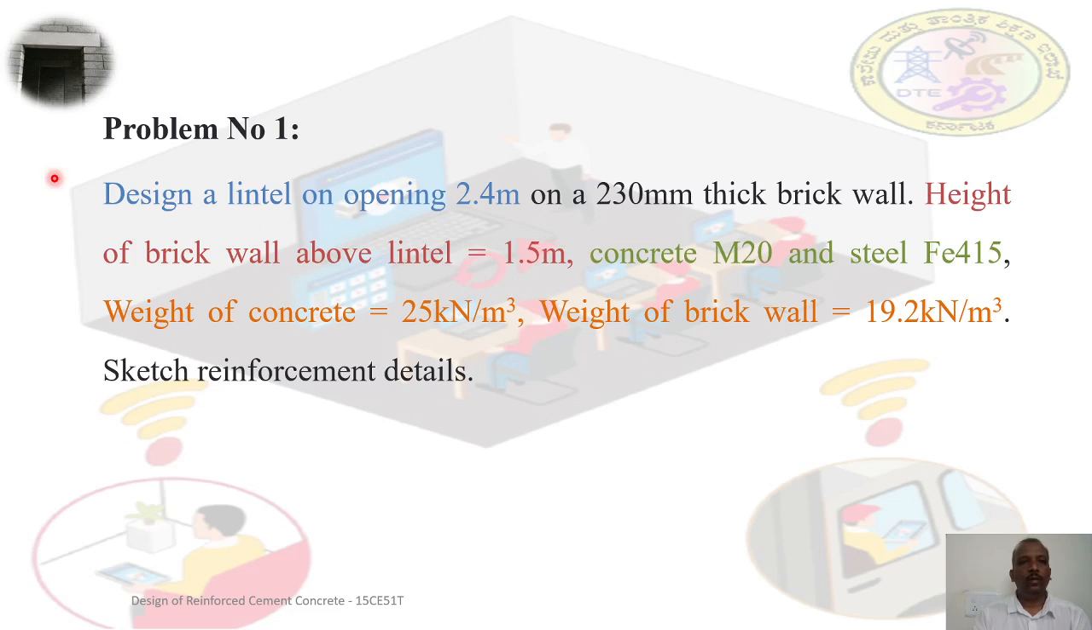Problem: design a lintel on an opening of 2.4 meter on a 230 mm thick brick wall. The height of the brick wall above the lintel is 1.5 meters. So this 1.5 meter is the wall above the lintel. The concrete we are adopting is M20 and steel is Fe415. The weight of the concrete is 25 kilonewton per meter cube, and the weight of the brick wall is 19.2 kilonewton per meter cube. At the end, we should also sketch the reinforcement details.